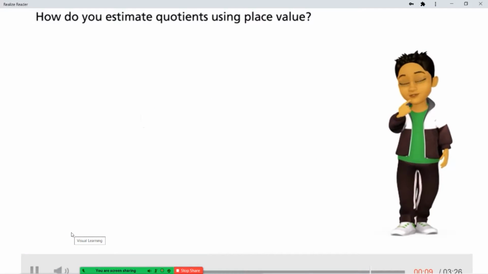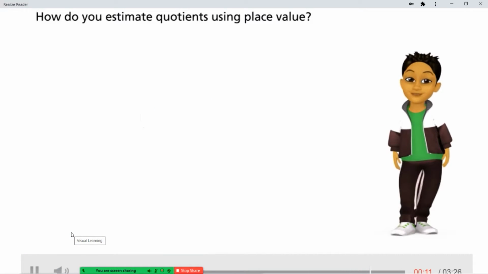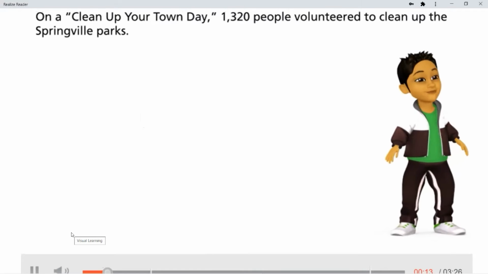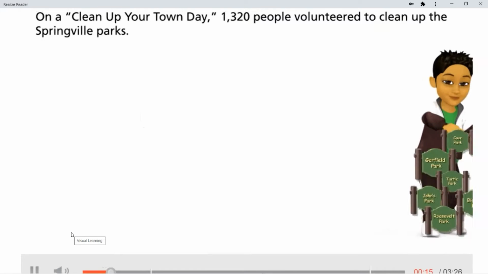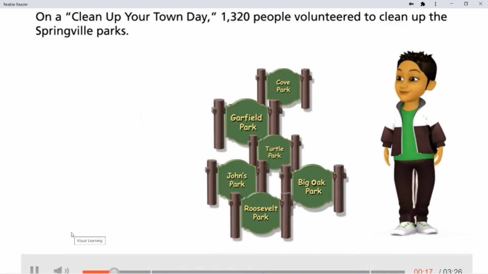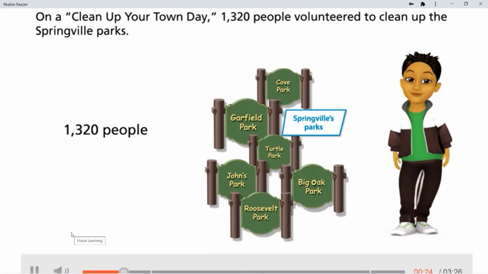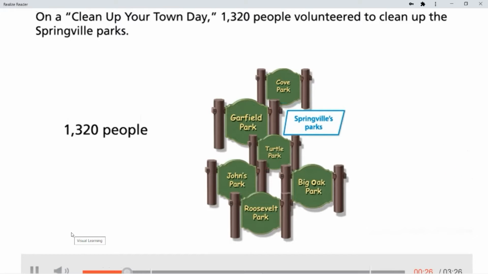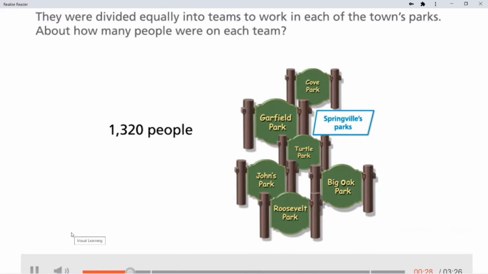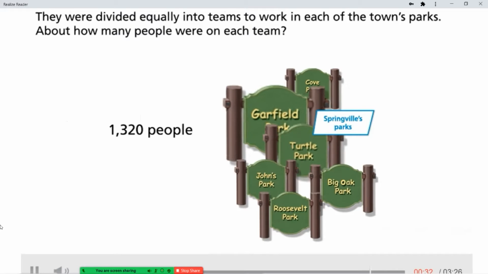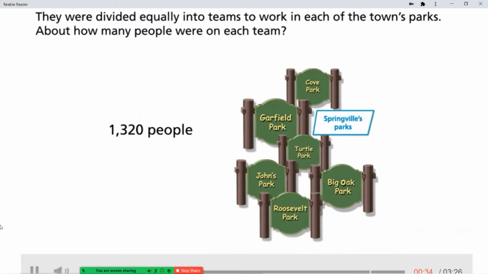How do you estimate quotients using place value? On a Clean Up Your Town Day, 1,320 people volunteered to clean up the Springville parks. They were divided equally into teams to work in each of the town's parks. About how many people were on each team?